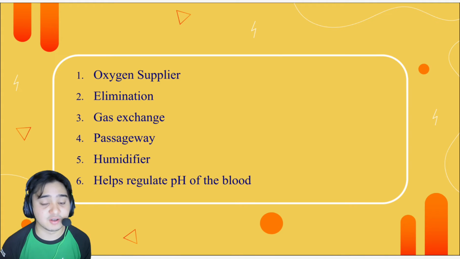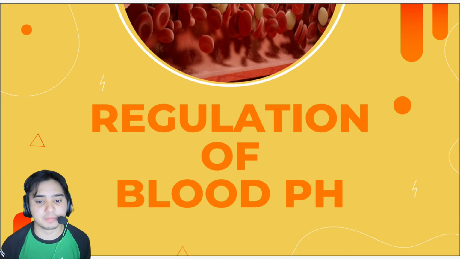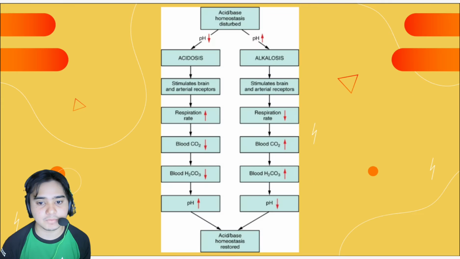And the last function of the respiratory system is that it helps regulate the pH of blood. Regulation of blood pH. Before we start, we must always remember that when carbon dioxide reacts with water, it forms carbonic acid, which produces bicarbonate ions and hydrogen ions. The carbonic acid in the picture is H2CO3.